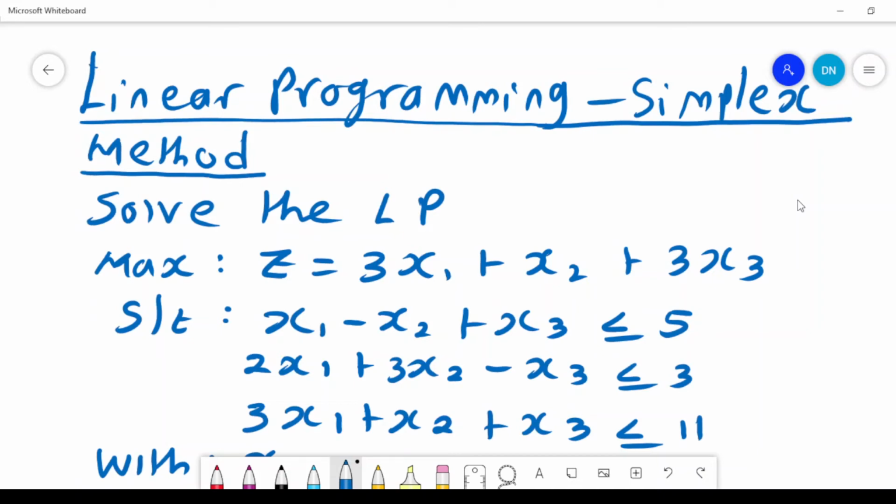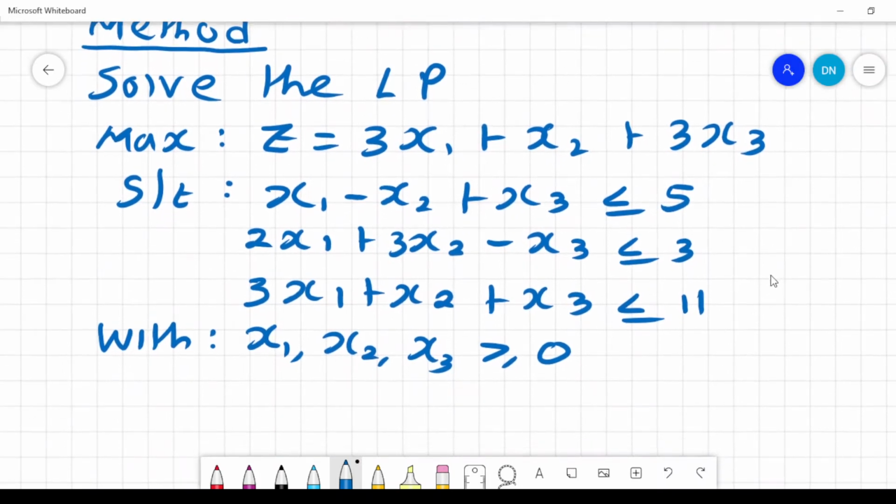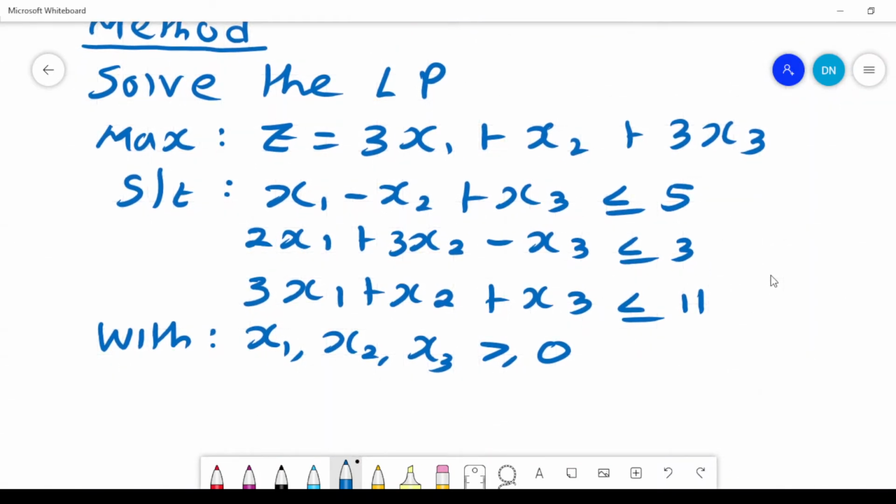We consider the simplex method for solving a linear programming problem. And we want to look at a maximization problem. Z is equal to 3x1 plus x2 plus 3x3, subject to x1 minus x2 plus x3 is less than or equal to 5, 2x1 plus 3x2 minus x3 is less than or equal to 3, 3x1 plus x2 plus x3 is less than or equal to 11, with x1, x2, and x3 greater than or equal to 0, meaning that they are non-negative values that we'll be looking for.